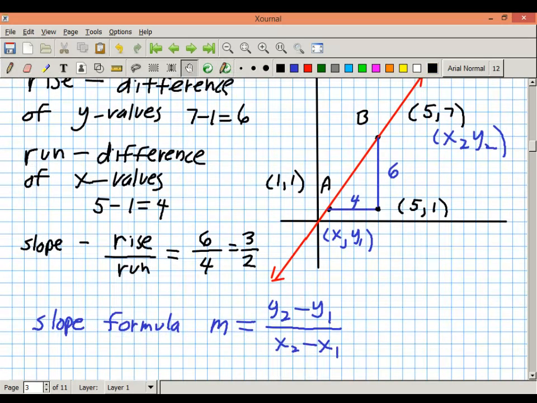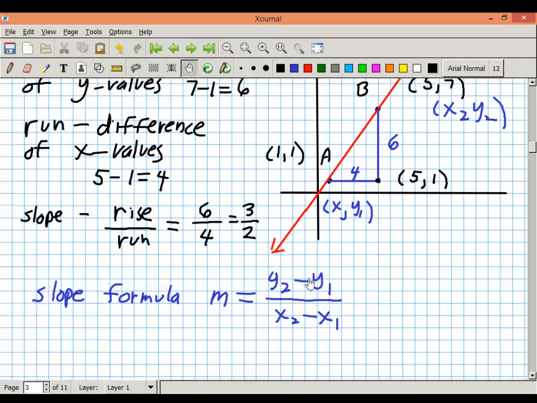So in the slope formula, the rise is going to be y sub 2 minus y sub 1, and the run is going to be x sub 2 minus x sub 1. If you put all that into the rise over run format, that gives you the slope formula, which you need to memorize. M stands for slope. I don't know why, but it does. So m, slope, equals (y sub 2 minus y sub 1) over (x sub 2 minus x sub 1), those being the coordinates of 2 points on the line.